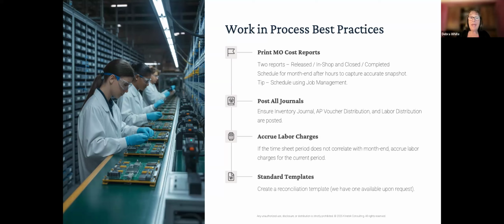The next item we're going to have, again, posting all your journals. This one, we've added an additional journal. You want to make sure that labor distribution is posted through whatever you can as of that period. If your payroll period is different than your month end, you may have to accrue some of these labor charges on the general ledger. And again, a standard template with a standard process is ideal for reconciling your work in process.